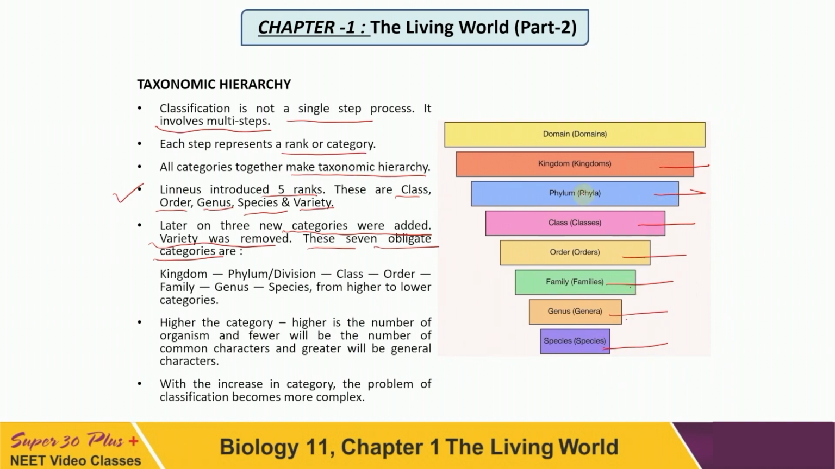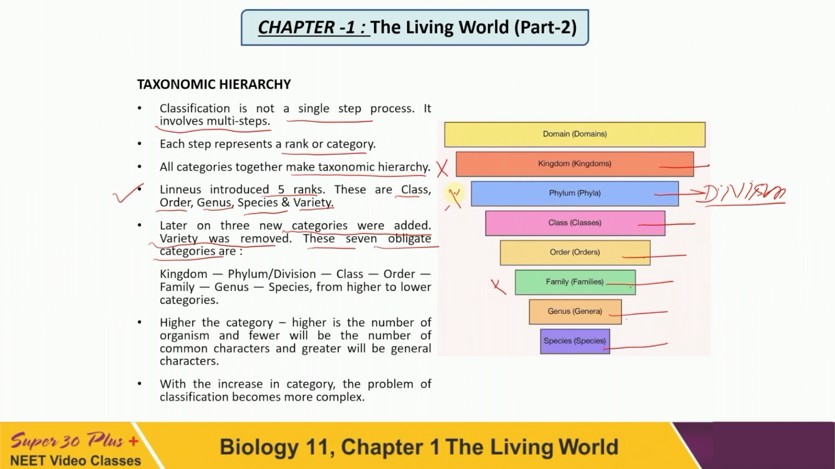In case of animals, this category is known as phylum, while in case of plants, we used to call it division. Right? So it means Linnaeus did not include family, phylum and kingdom. The 3 new categories have been added.